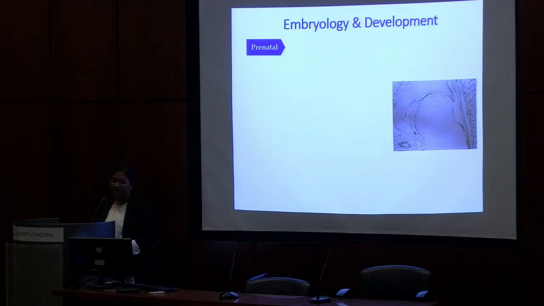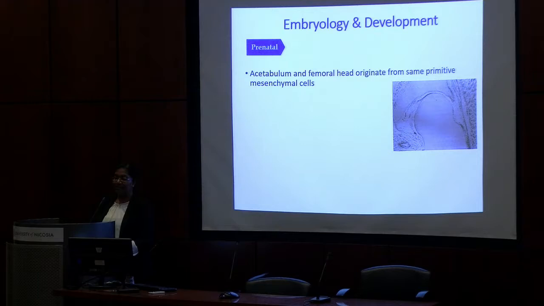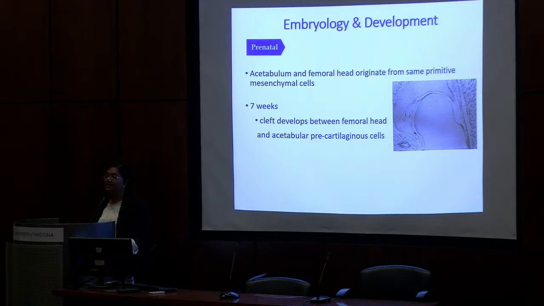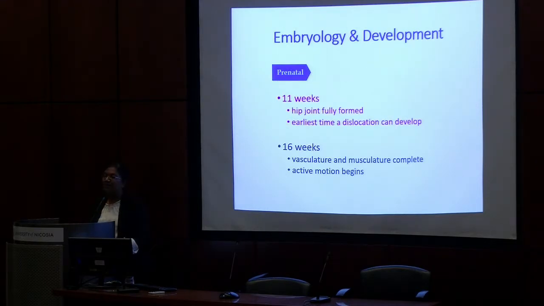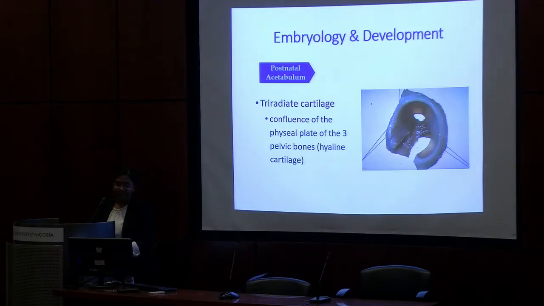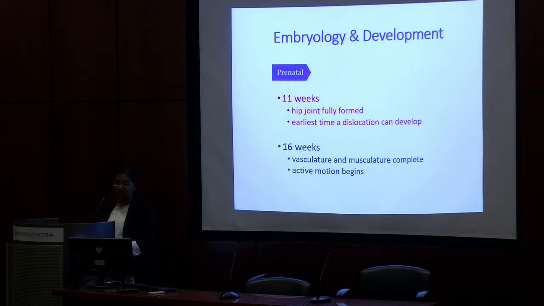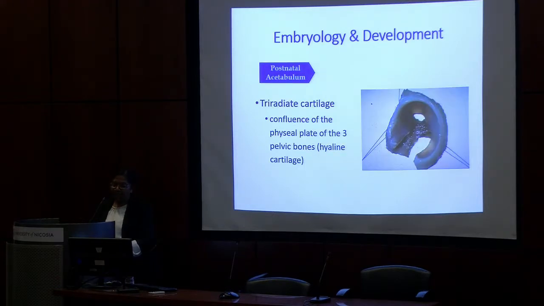When we look at why DDH occurs, first we'll look at the normal development of the hip. The acetabulum and the femoral head originate from the same cells, so it's one big island of cells to begin with. At 7 weeks, a cleft develops between the femoral head and the acetabulum. By 8 weeks, the cartilage of the ilium, ischium, and pubis form the triradiate cartilage. By 11 weeks, the hip joint is fully formed, and that is the earliest time a dislocation can develop. And then by 16 weeks, you have development of the vasculature and musculature, and you get active motion. Just as a reminder, the triradiate cartilage is the confluence of the ilium, the ischium, and the pubis.